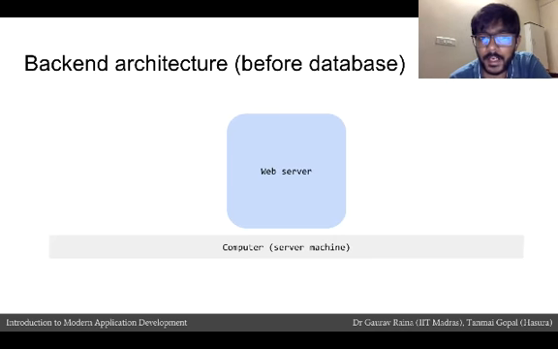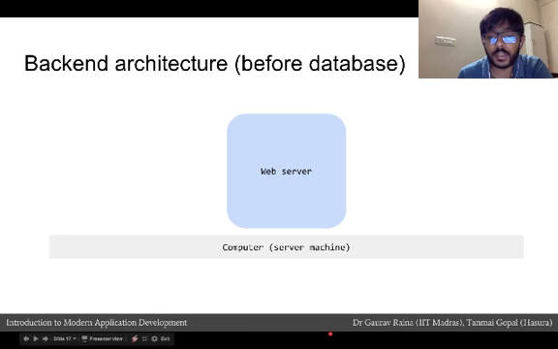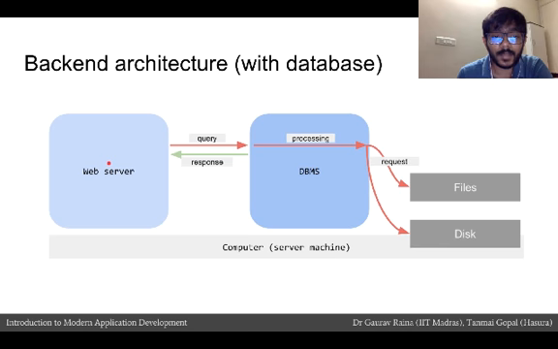So before we had a database, this is what our server-side setup looked like. There was a computer, which is the server machine, and on top of that was our software, which is a web server. Once we have the database, our web server should be able to make a request to a database, load data, and then use that to process requests and give out responses. So this is what that setup looks like.